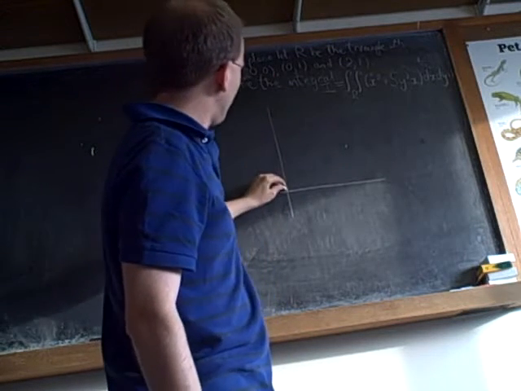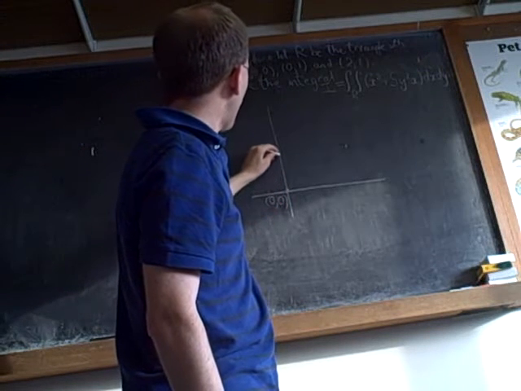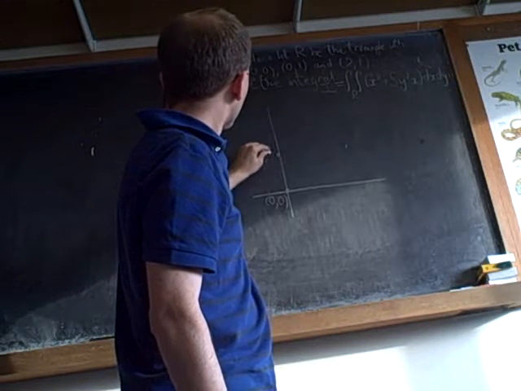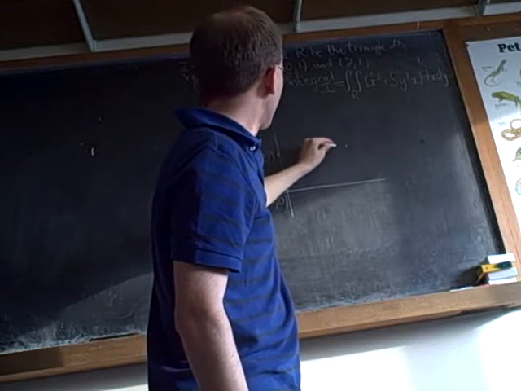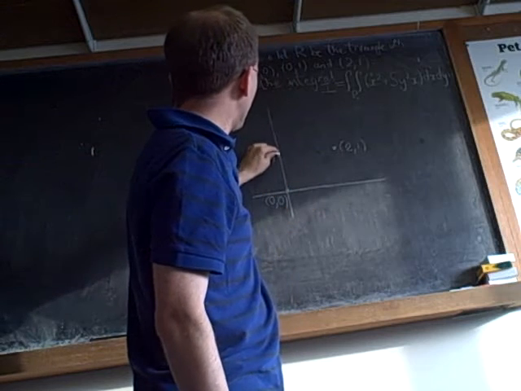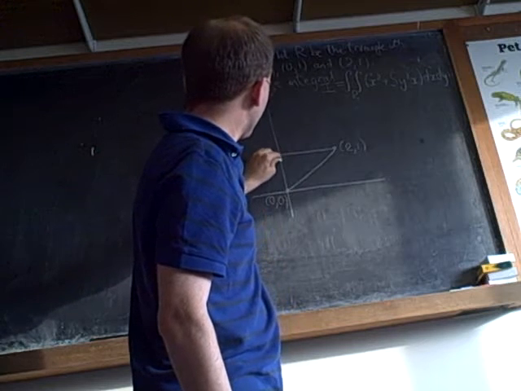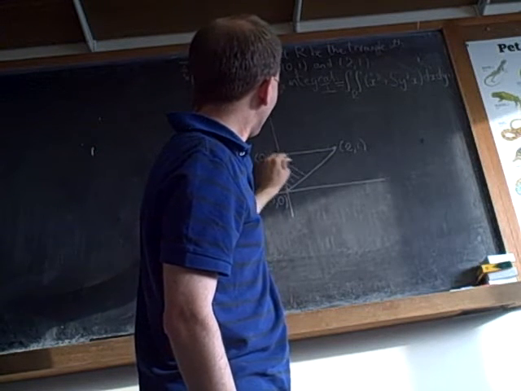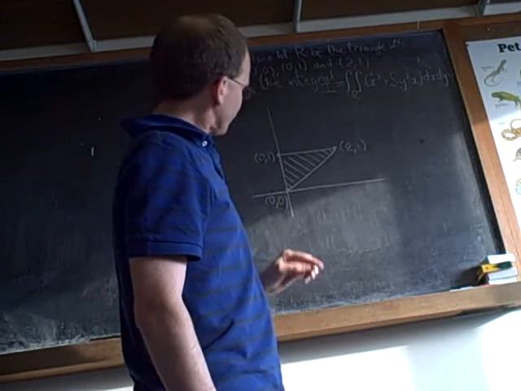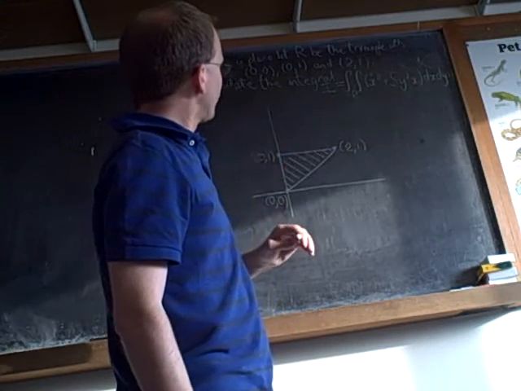So naturally, I draw in these vertices. There's (0,0), (0,1), that's 1 up, and (2,1). So that's 2 along, and 1 up. So now I know what triangle this is that we're looking at. So there's the region of integration. Now, how do I get from this region to limits on the integral?